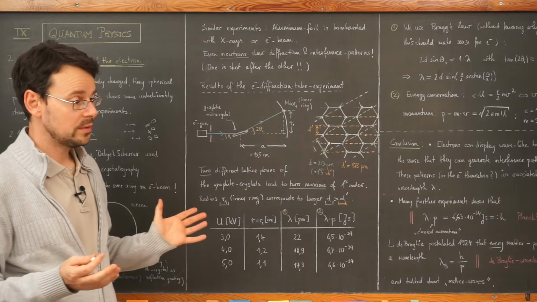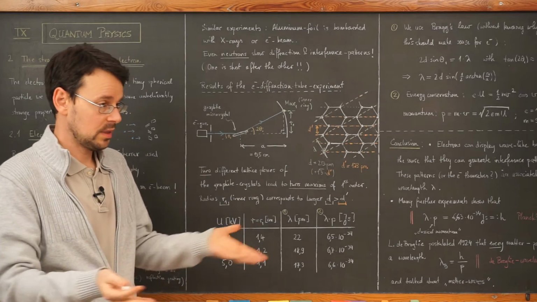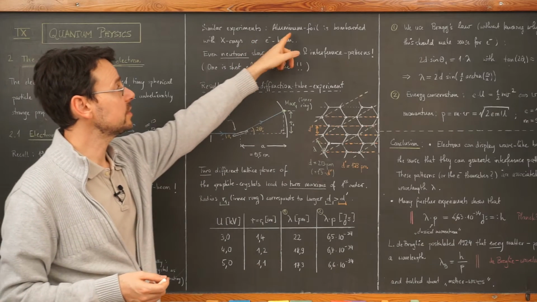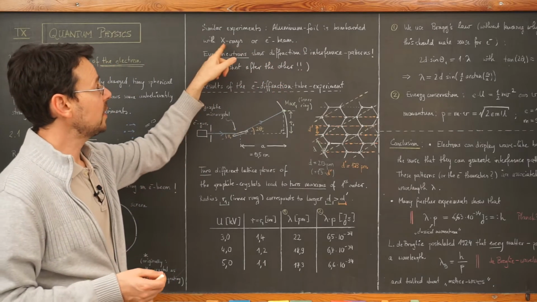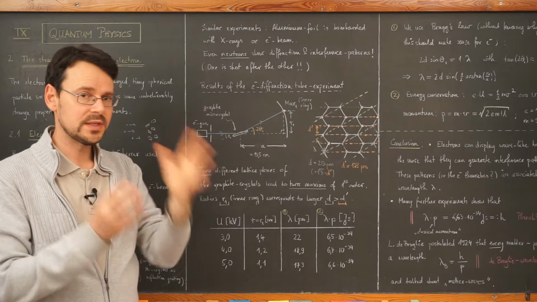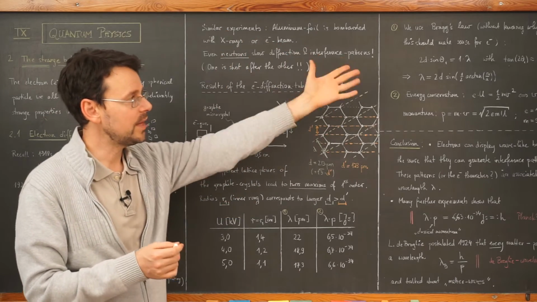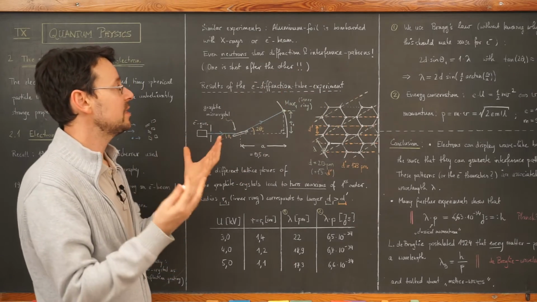So I'll be damned. This is clearly an interference pattern. You can do similar experiments, for example, take a thin aluminum foil and shoot X-rays at it. You get something like that. And then use the same aluminum foil and shoot an electron beam at it. And you get that. Bam! Interference all over again.